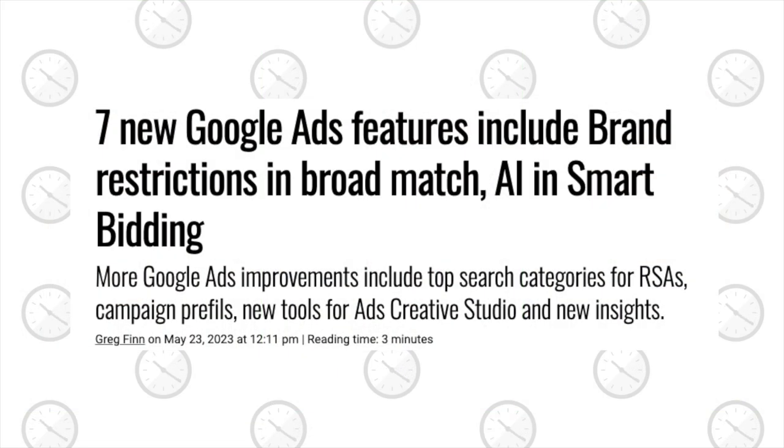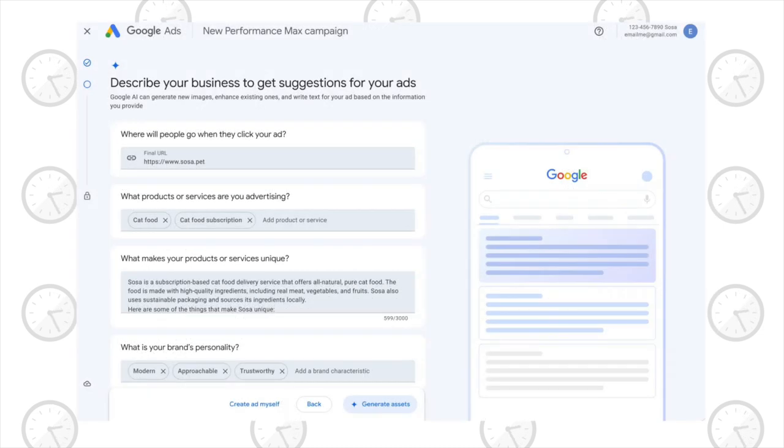And some new PMax updates were also announced. Google is releasing new generative AI tools for the PMax campaign creation process. Advertisers can put their website into Google AI and answer some questions such as, where will people go when they click on your ad? What makes your products or services unique?